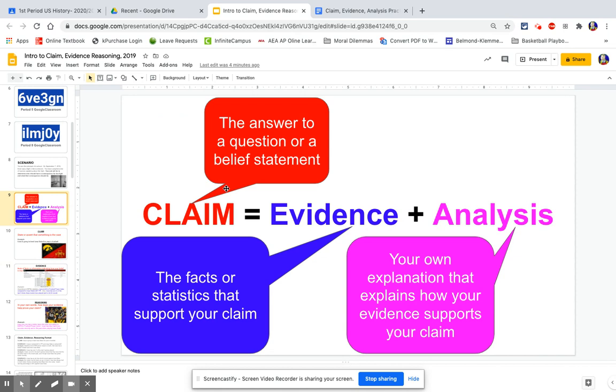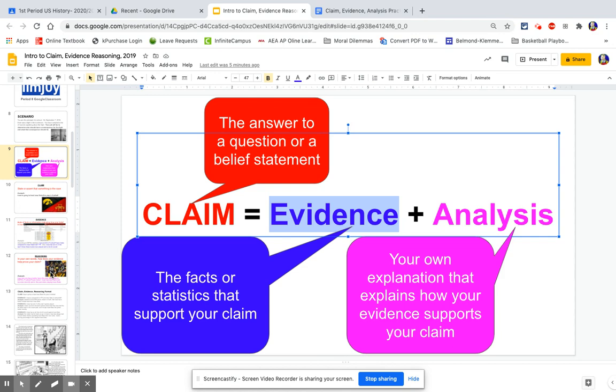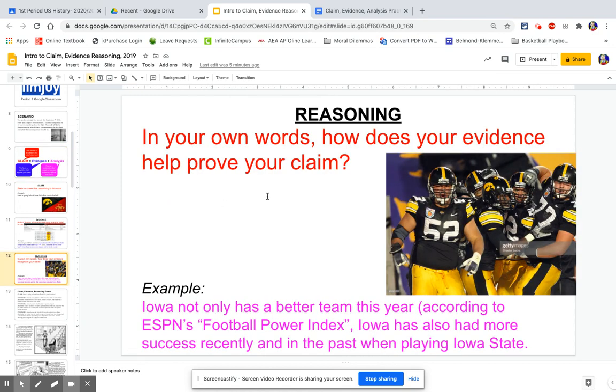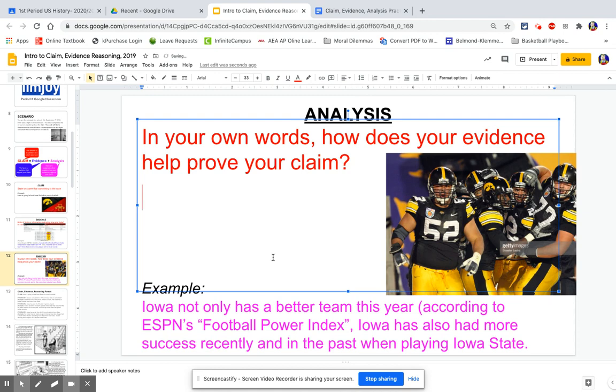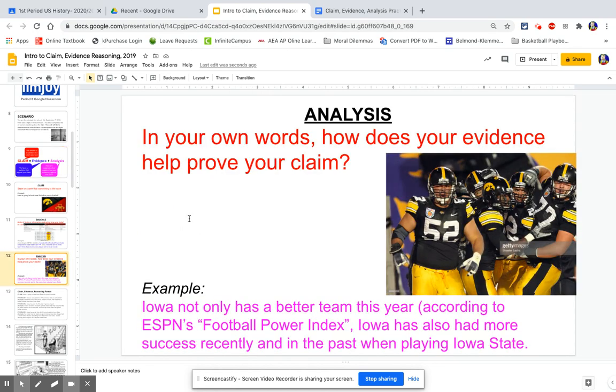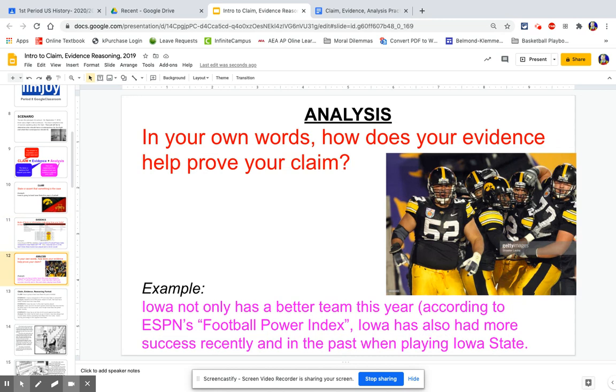So my claim is becoming stronger because now not only do I have a claim, I also have some evidence to back it up. All right. So then what I need is some analysis. I need some analysis on why I think my evidence is really strong. Well, I think my evidence is really strong because not only does Iowa have a better football team this year, and I can say that because of ESPN's football power index, these statistics I have brought up, Iowa has also had more success recently and in the past while playing Iowa State. So Iowa has just won more games in the past.